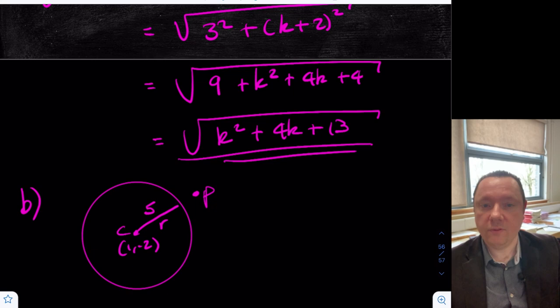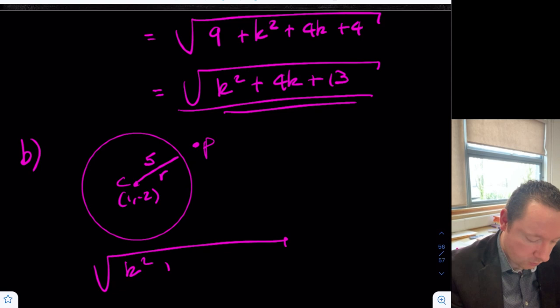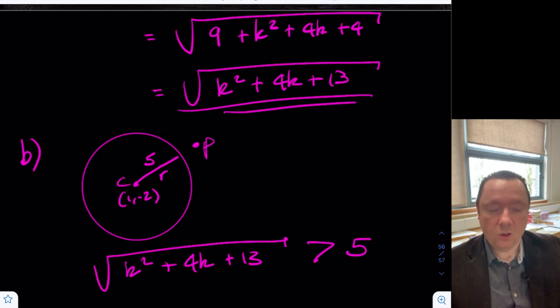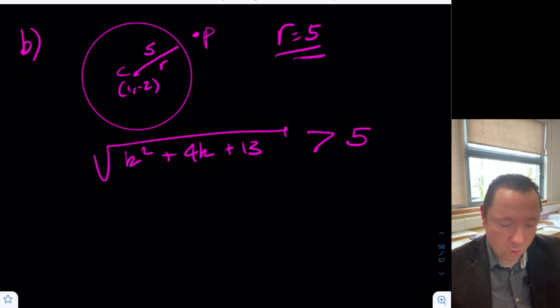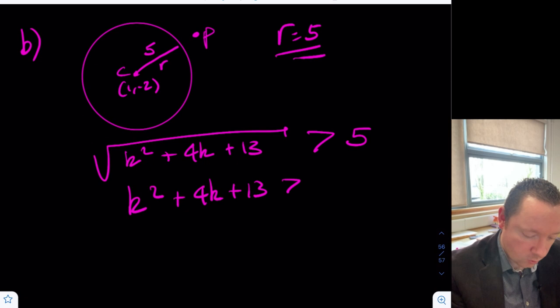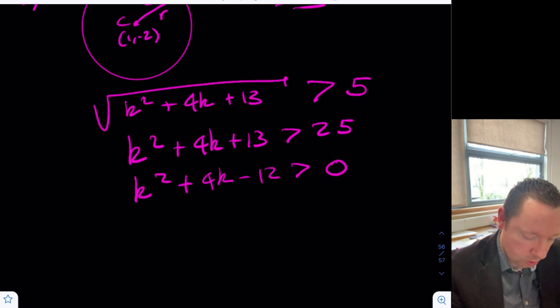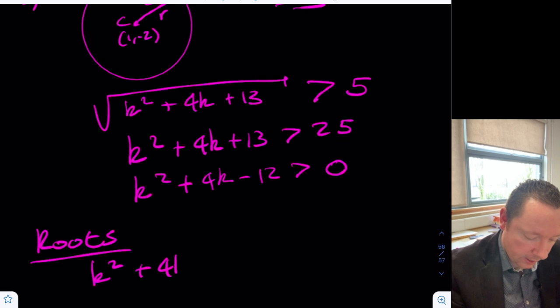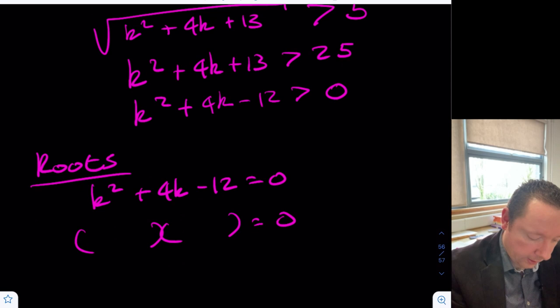So we can then just say that the square root of k squared plus 4k plus 13 is greater than 5. And we can go from there. That's because our radius, remember, is 5. So quadratic inequality, square both sides: k squared plus 4k plus 13 is greater than 25. Taking the 25 over, we get k squared plus 4k minus 12 is greater than 0. And this is a quadratic inequality, so we examine the roots. So looking at our roots, we've got k squared plus 4k minus 12 is equal to 0. Double brackets, we get k and k, 6 and 2. Plus 6 minus 2 is 4. So our roots are at k equal to 2, or k equals minus 6.